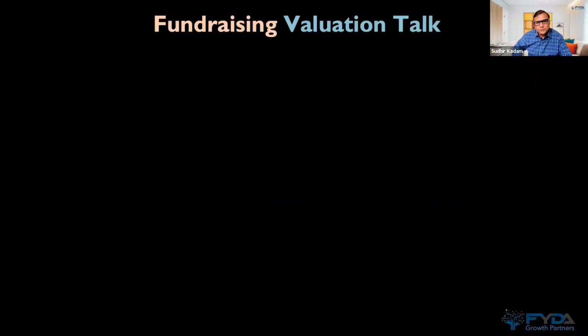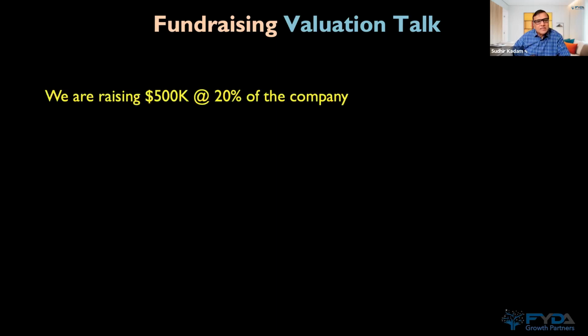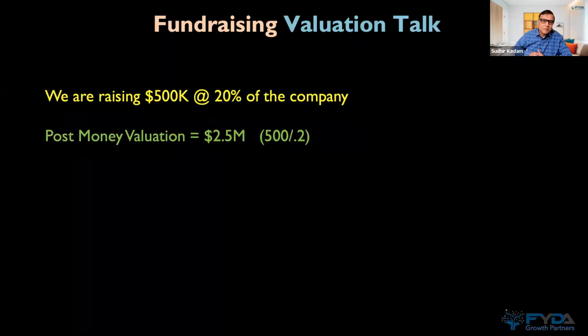Now let's come to fundraising valuation. When people start asking you what the valuation is and you want to put some number on it in the priced rounds, how do we do it? This is one way to do the valuation talk. We are raising 500K at 20% of the company. Which means that on the post-money valuation, I'll give you 20% of the company, and I will give 500K. So the math is like this.